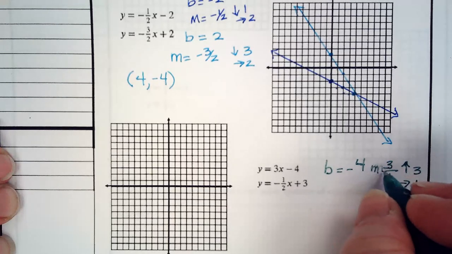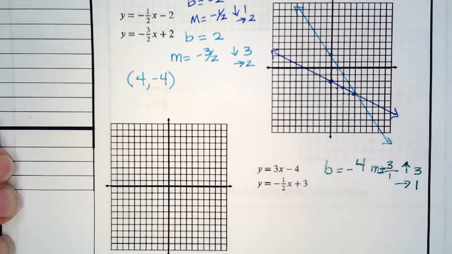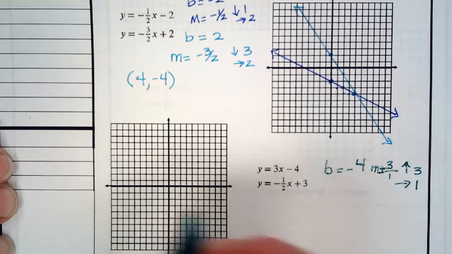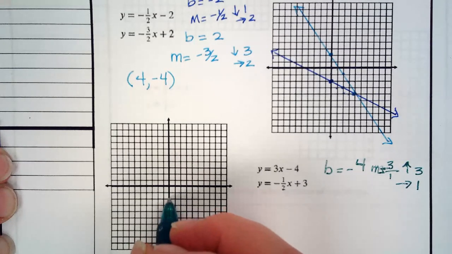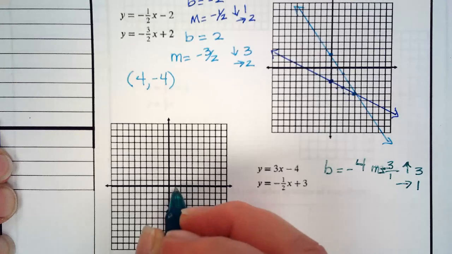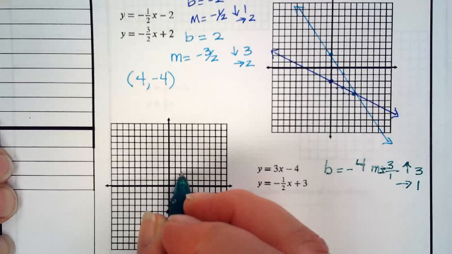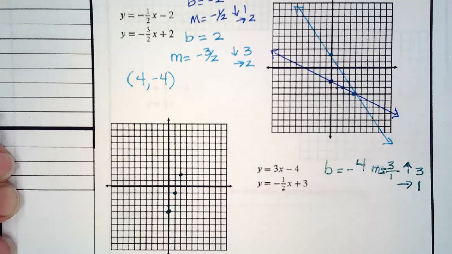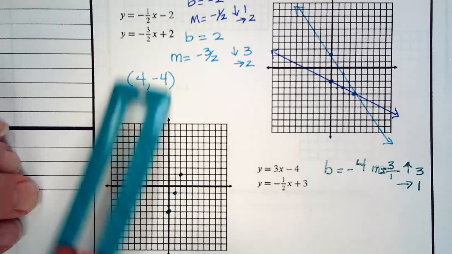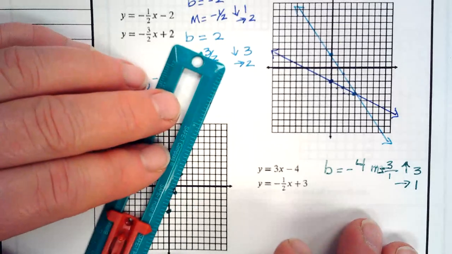If it's a number, that tells you, and if it's positive, you go up. If it's negative, you go down. So I get -4. 1, 2, 3, -4. I go up 1, 2, 3, right 1. That gives me a couple points. So maybe I can graph it a little bit better.